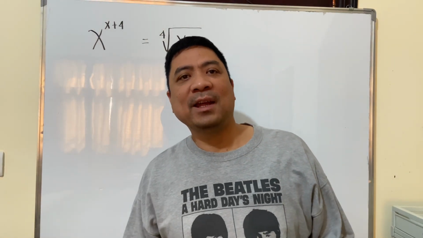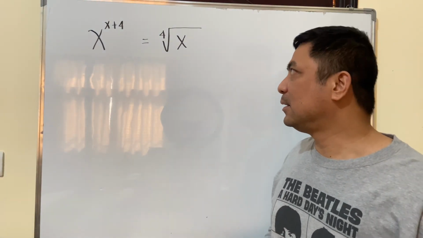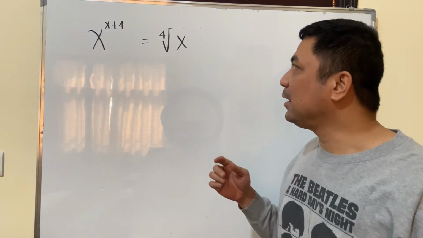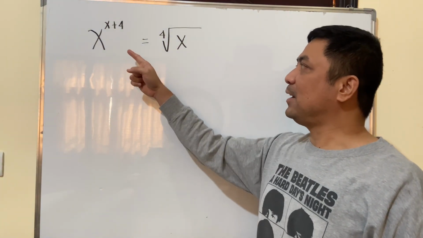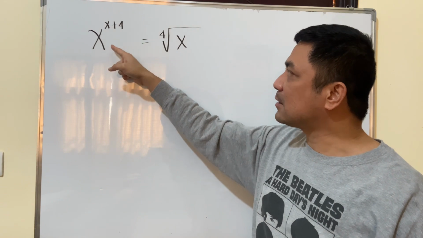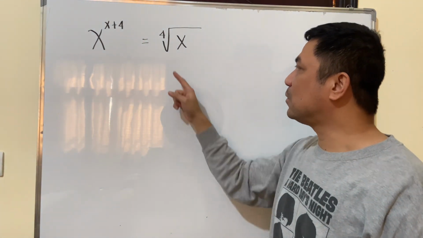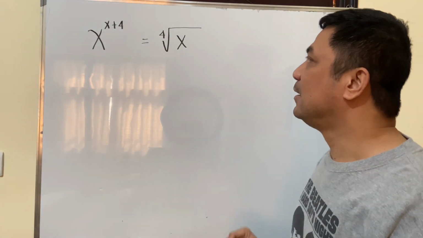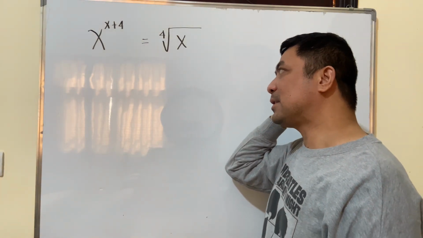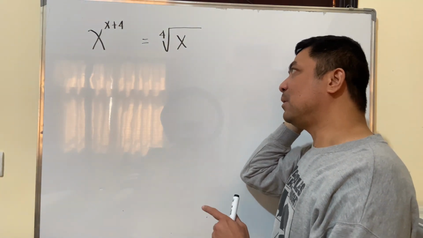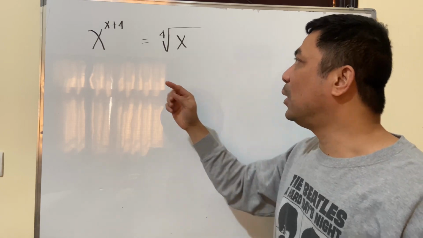So good day everyone, and again we have another interesting equation here wherein obviously we are asked to find the value of x given that x raised to x plus 4 is equal to the fourth root of x. So the obvious answer here, one of the possible values of x, is equal to 1.